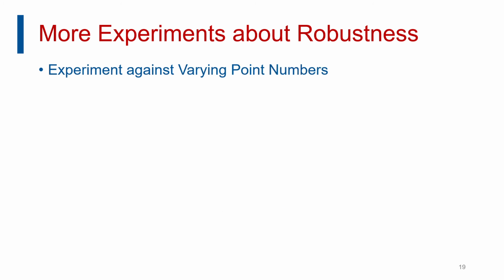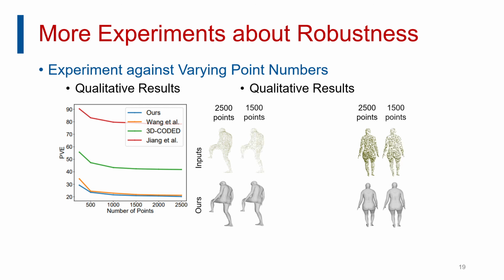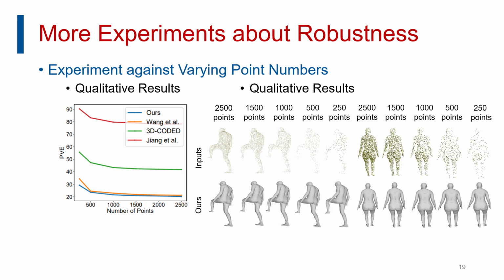We also show the PVE scores of different point cloud-based methods against varying sizes of the input point clouds. The input point clouds are randomly sampled to different point numbers. The qualitative results demonstrate the robustness of our model compared with counterpart point cloud-based methods. The visualization results show that our model performs well, even when the input point clouds only have 250 points.